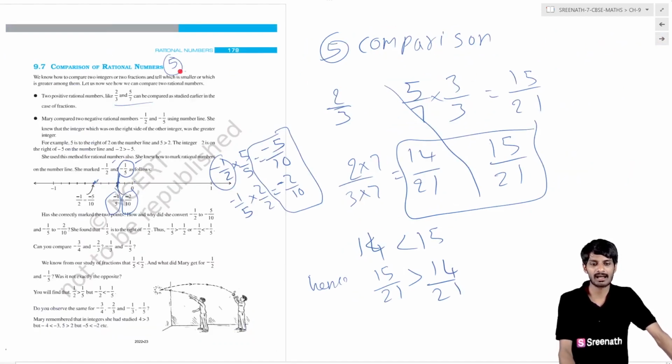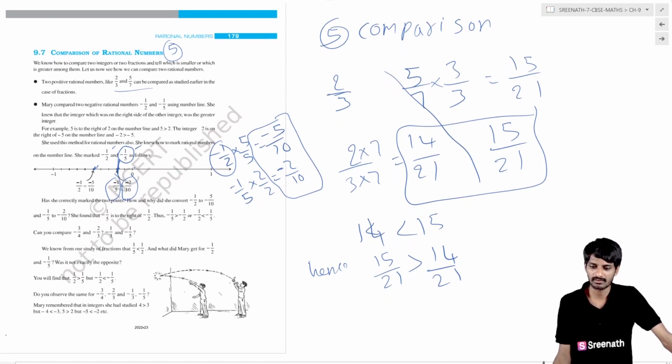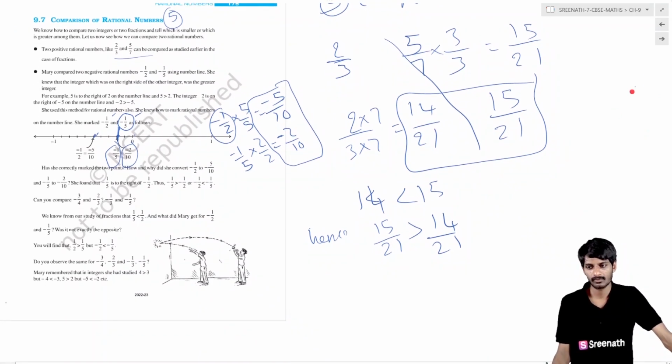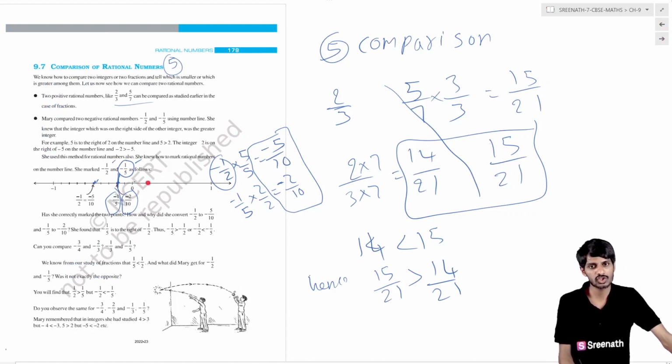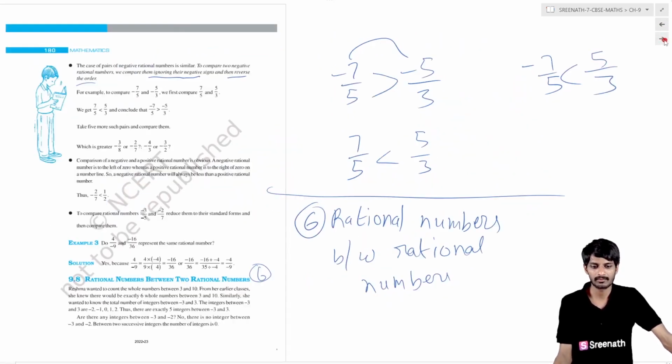And then the next thing is comparison of rational numbers. How will we compare rational numbers? Basically, if you want to compare two rational numbers, the denominators must be the same. Then by comparing the numerators, we can simply compare the rational numbers. And on the number line, the numbers on the right side are greater than the numbers on the left side.